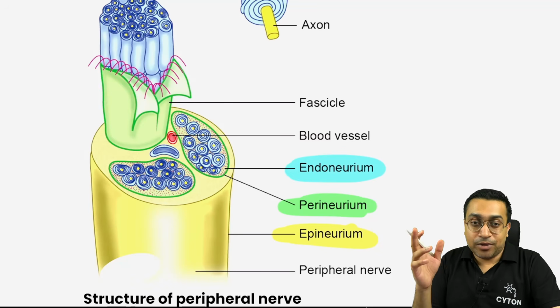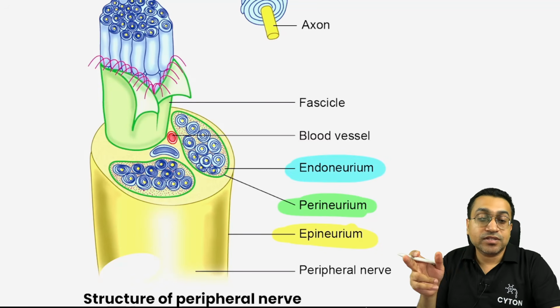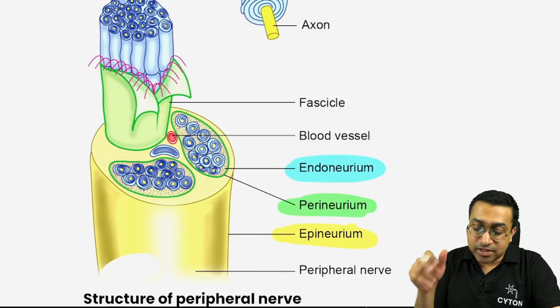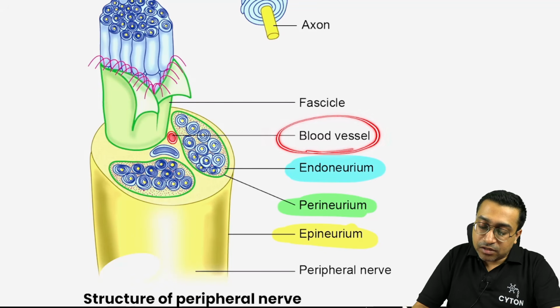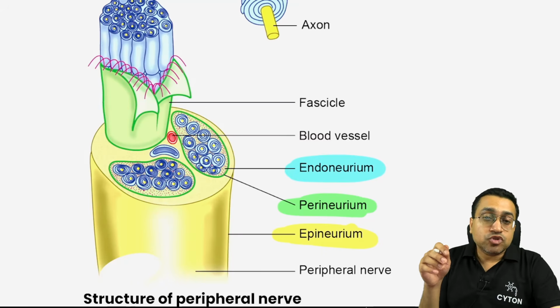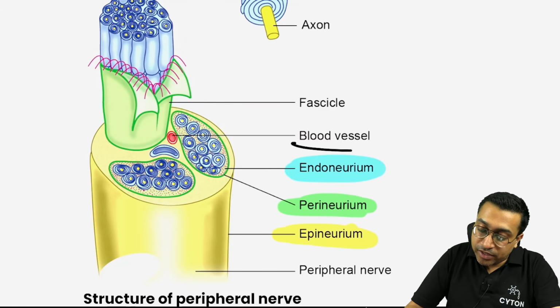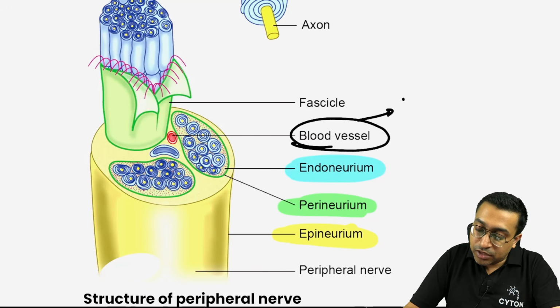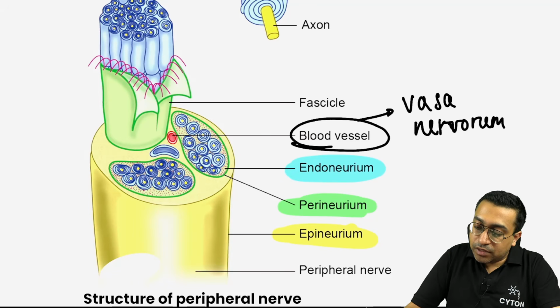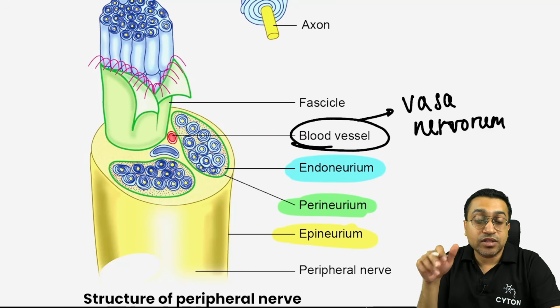Then you have epineurium, which surrounds the entire peripheral nerve. It contains the blood vessels which supply the nerve. You can see the blood vessels here, and this is the nerve fascicle. These blood vessels are known as the vasa nervorum. You will read these words again in future. Vasa vasorum is also there, vasa nervorum is also there, so these are vessels within the nerve.